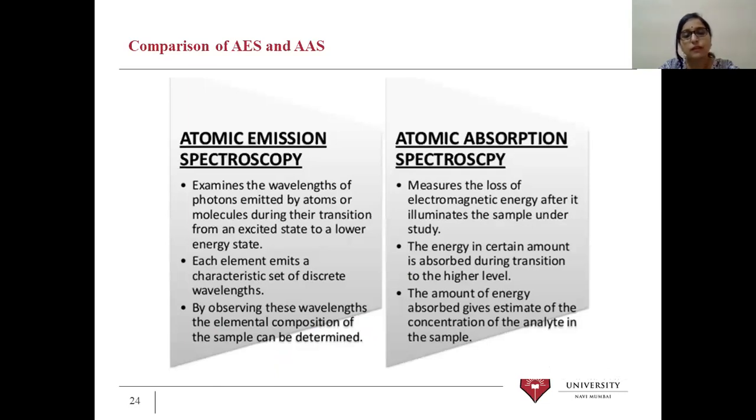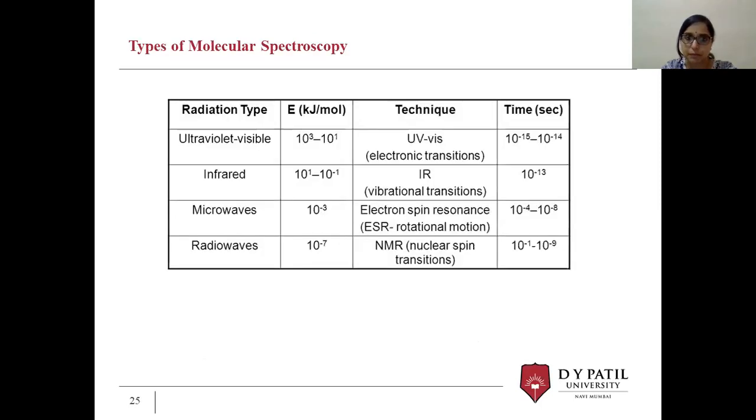AES examines the wavelength of photons emitted by atoms or molecules during their transition from an excited state to a lower energy state, whereas AAS measures the loss of electromagnetic energy after it illuminates the sample. Point number 2: each element emits a characteristic set of discrete wavelengths, whereas in AAS energy in a certain amount is absorbed during transition to the higher energy level. The third point: by observing these wavelengths, the elemental composition of the sample can be determined, whereas in AAS, the amount of energy absorbed gives an estimate of the concentration of the analyte in the sample.